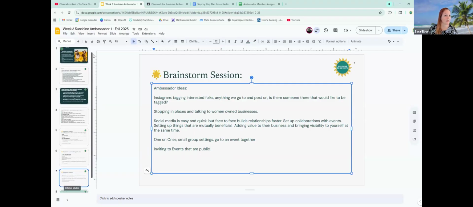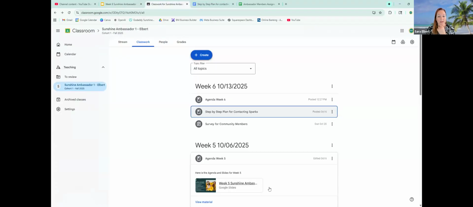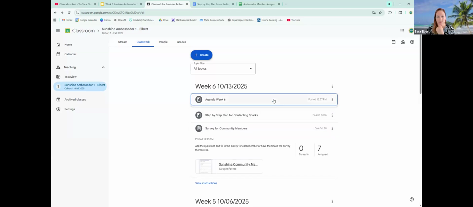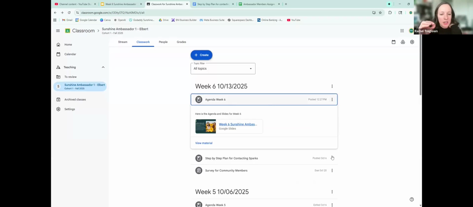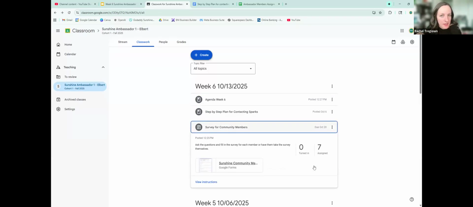And where are we now? I want to make sure I didn't miss anything. So we have initial contact and the pre-survey. Oh, I wanted to point out that the pre-survey is here. That is for the community members that we're ambassadors for, correct? Like helping them fill these out or getting answers from them. These are for the community members, yes.